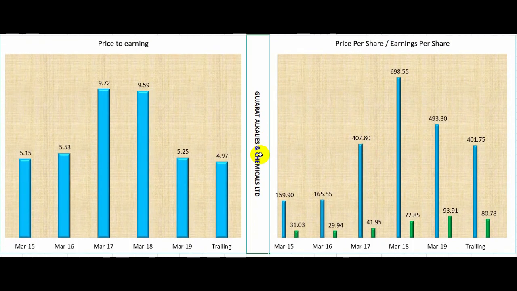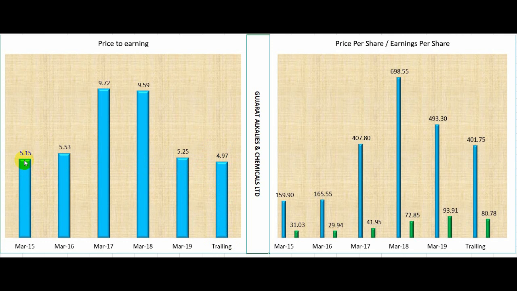Next, let's look at the price to earnings ratio. This is also a valuation ratio which helps us understand how far away the price is compared to the earnings per share of the company. In March 19, the price to earnings ratio was around 5.25 times, whereas in the recent 12 trailing months, the latest price to earnings is 4.97 times. So this is a very low price earning multiple that we can pay for this company.